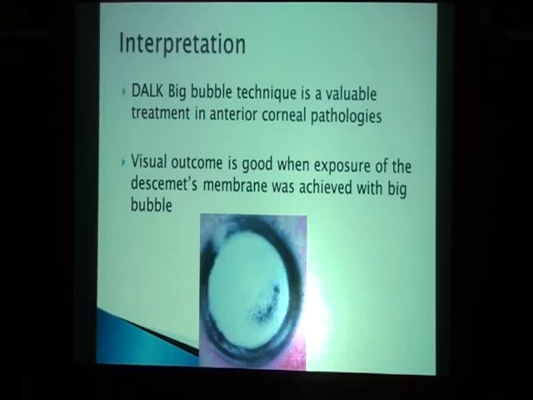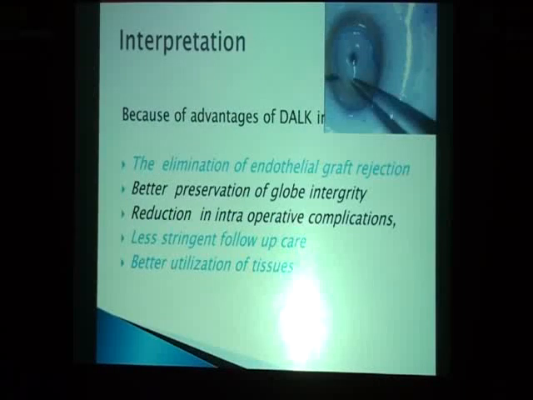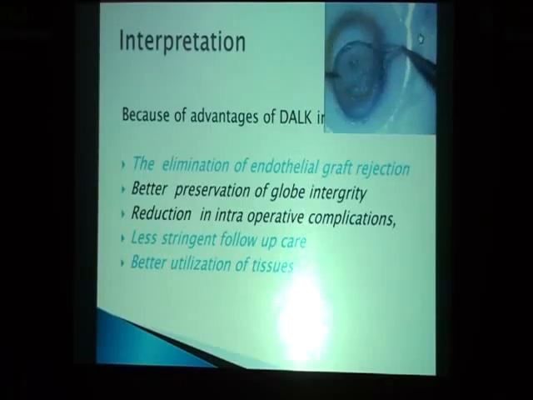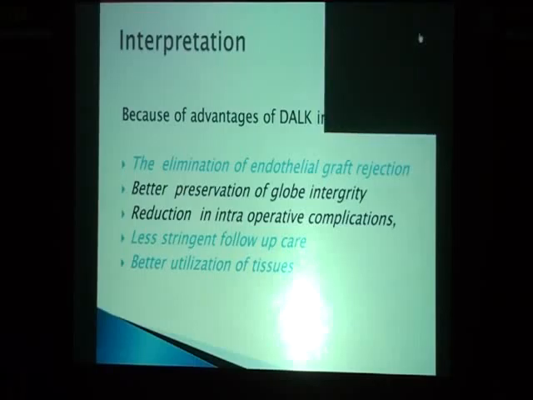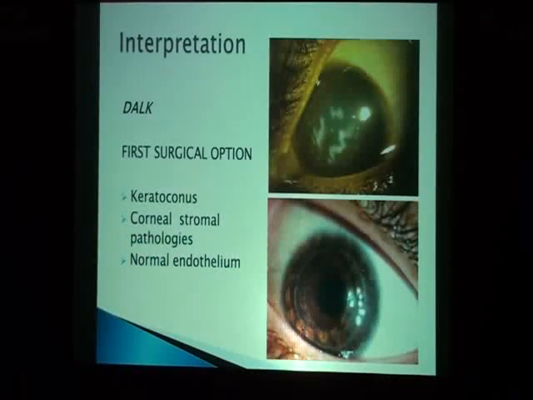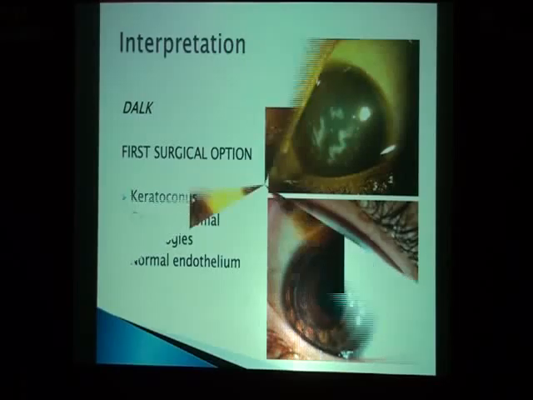So the interpretation from this study is that DALK by big bubble technique is a valuable treatment in anterior corneal pathologies. The visual outcome is good when exposure of Descemet's membrane was achieved with big bubble. But because of the advantages of DALK in elimination of endothelial graft rejection, less stringent follow-up care, and better utilization of tissues, it can be considered as a first surgical option in patients with keratoconus and corneal stromal pathologies with normal endothelium.